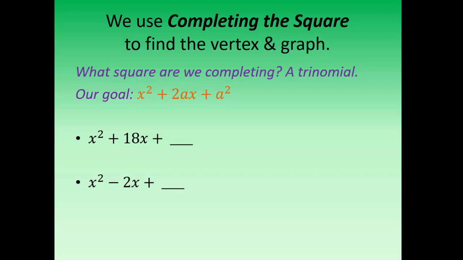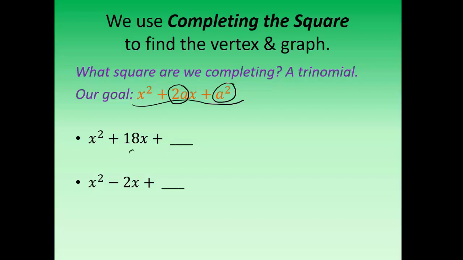The square is a perfect square trinomial, and the general form of it looks like this, where the coefficient of the x term is 2 times some number a. If you take that same number a and square it, that is the constant term when this is a perfect square. Let's try making a perfect square trinomial.